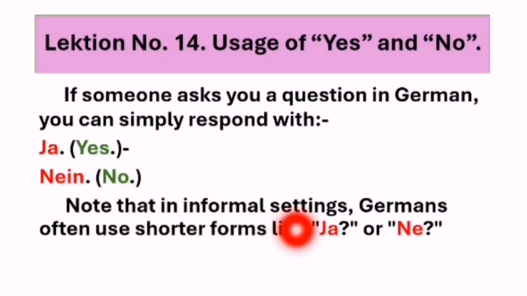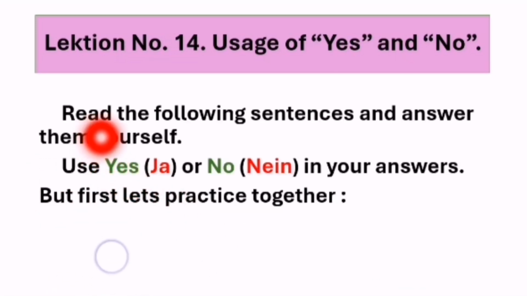Note that in informal settings, Germans often use shorter forms like ja or nö. You can use ja, yes, nein, no. Read the following sentences and answer them yourself. Use yes, ja, or no, nein in your answers.